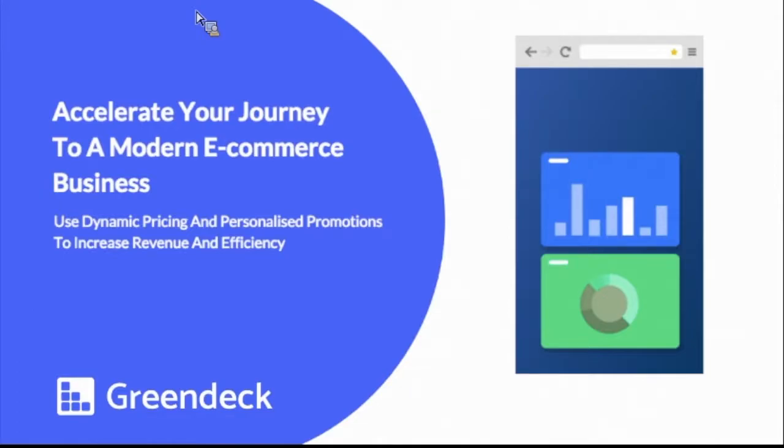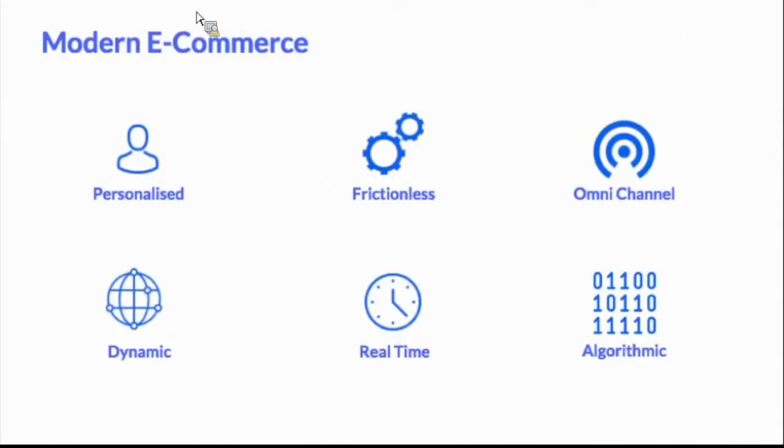We see that modern e-commerce today is very personalized. It's frictionless. It's omni-channel. It's just not a website anymore. It's an application as well on your mobile phone, an application on your iPad. It's dynamic. You just don't see the same information every time you go onto your e-commerce website. It's real time. Things are changing on a very real time basis, and it's very, very algorithmic today. E-commerce companies are setting up different kinds of algorithms to ensure that they give the relevant things to their clients at the relevant price.